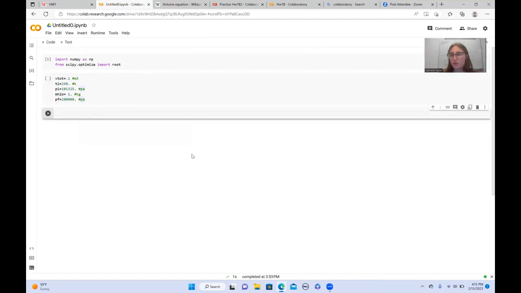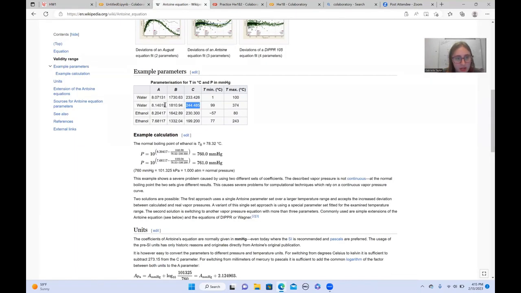Okay, so first things first, I want to do Antoine's equation to find the vapor pressure first. So I have Antoine's equation pulled up here, and I have all the A's and B's and C's because I can't remember those offhand.